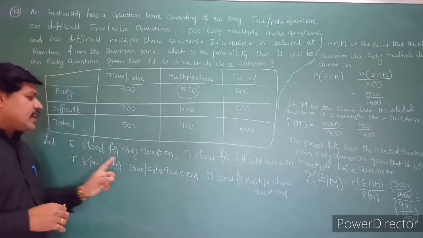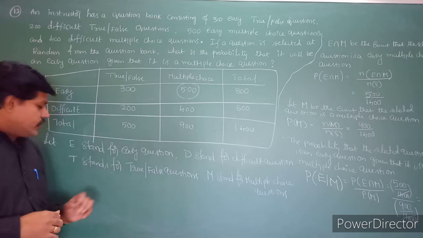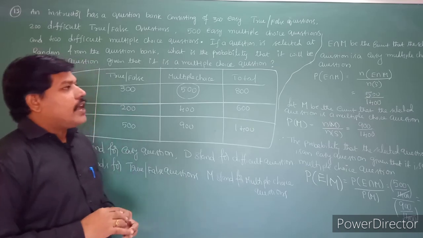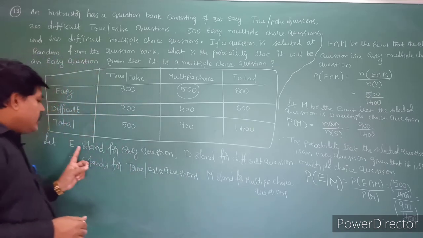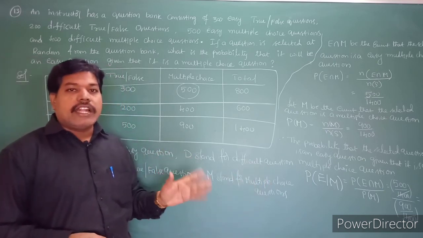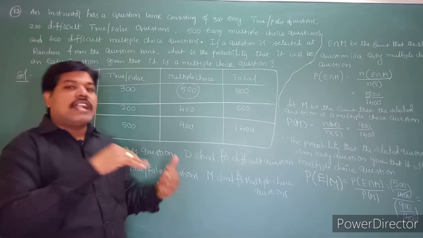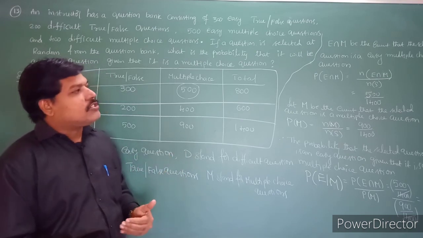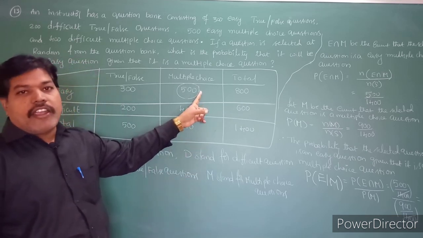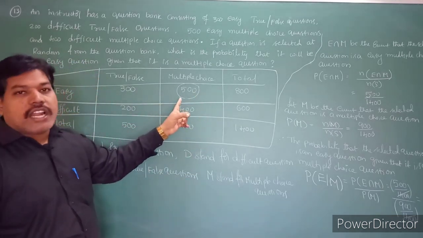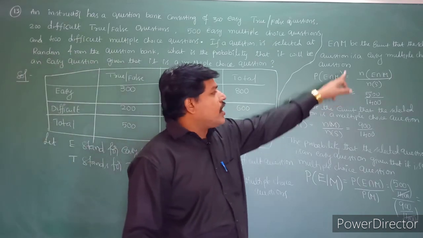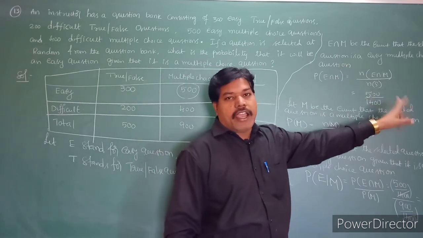What we have taken: E stands for easy question, D stands for difficult questions, T stands for true or false type questions and M stands for multiple choice questions. First, E intersection M means it is an easy multiple choice question. There are 500 easy multiple choice questions out of 1400. So the probability of E intersection M is 500 by 1400.